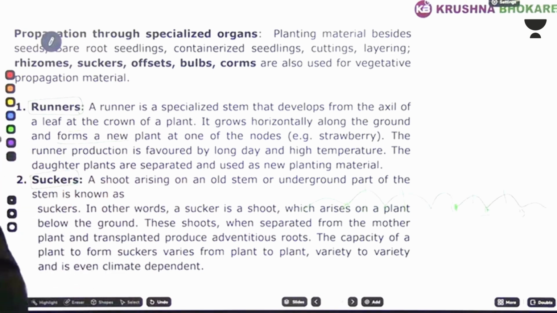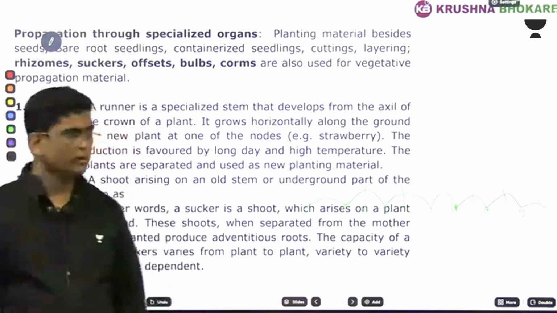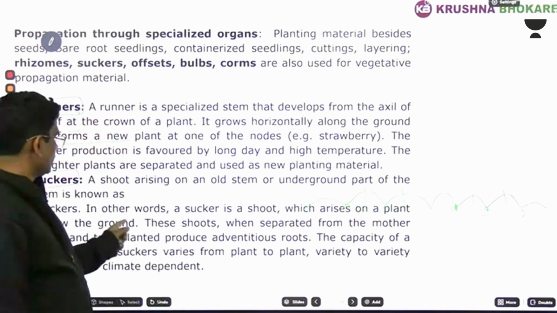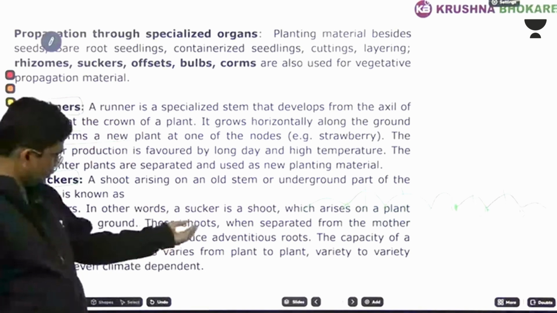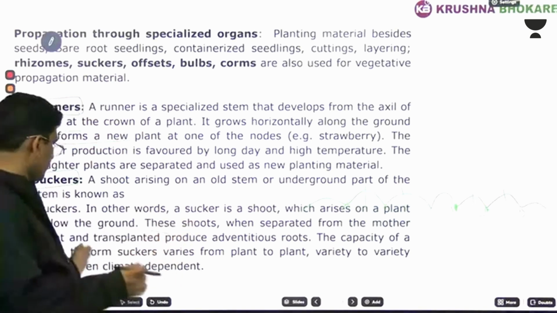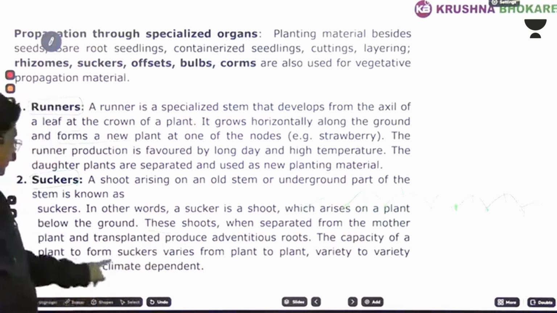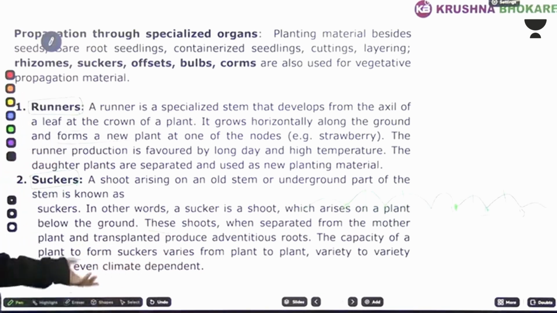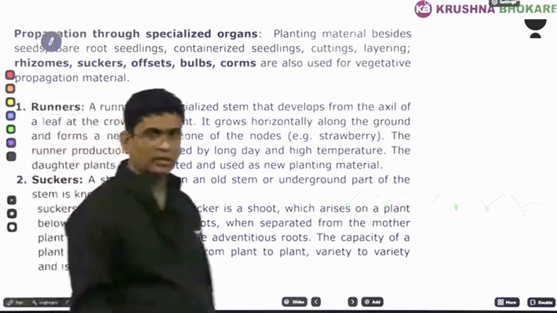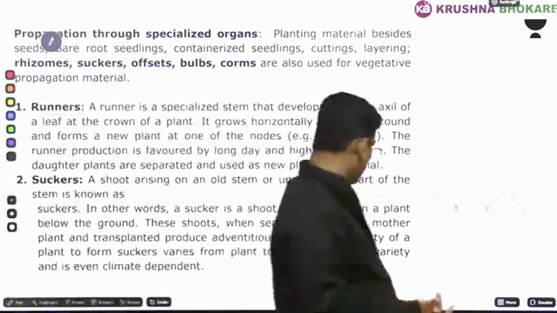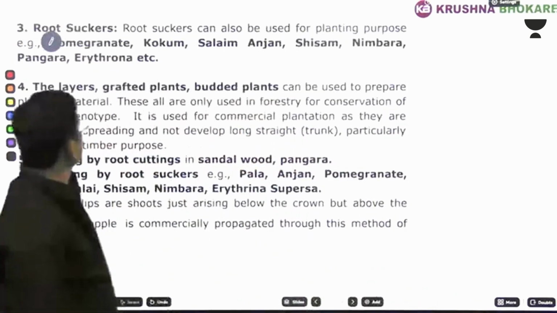Then suckers. Suckers are mostly used in which plant? Banana, or similar plants mostly. In other words, a sucker is a shoot that arises from the plant below the ground. These root shoots are separated from the mother plant. Mostly suckers are used, and they have adventitious roots. The capacity of a plant to form suckers varies from plant to plant, variety to variety, and even with climate. Sometimes 2 to 3 suckers are there, sometimes one, sometimes no sucker at all.